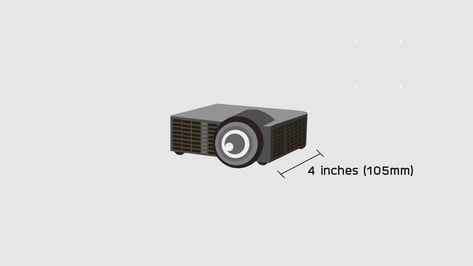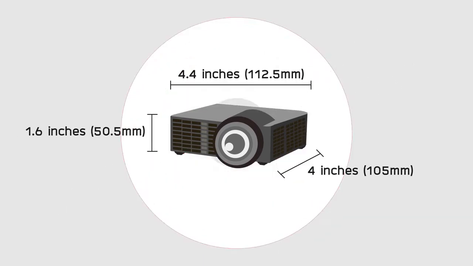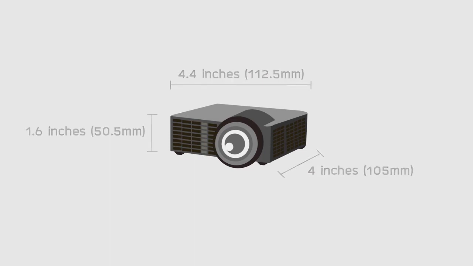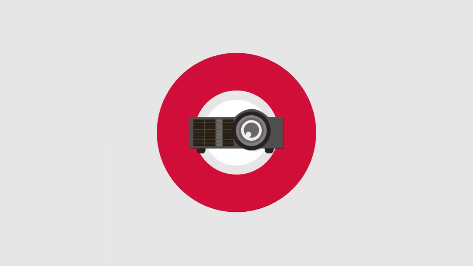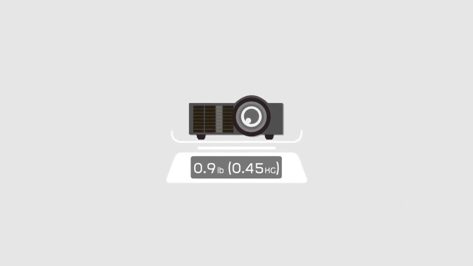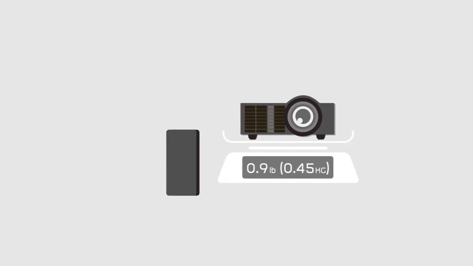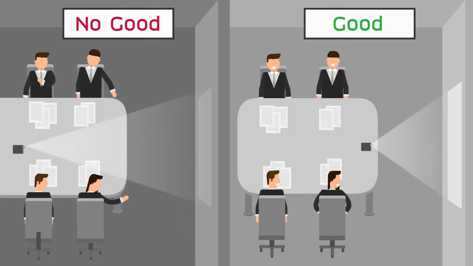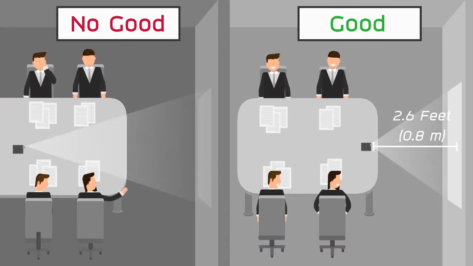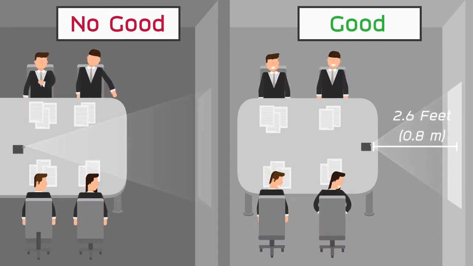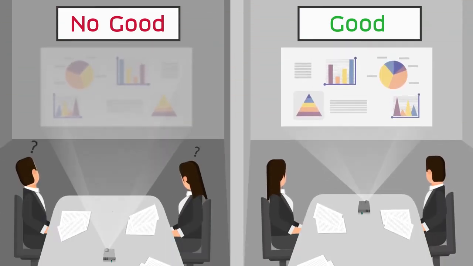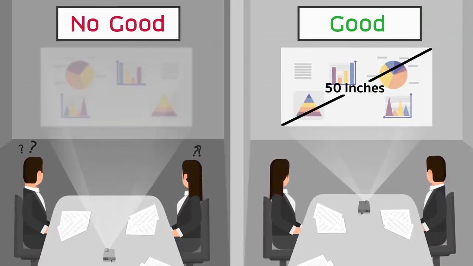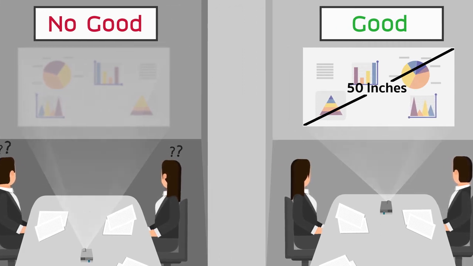Ricoh PJ-WXC1110 is an ultra-mobile projector designed for on-the-go impromptu presentations. With the PJ-WXC1110's small and lightweight design, only 0.9 pounds and 1.8 pounds with AC adapter. With a short throw distance of only 2.6 feet, a full-sized image can be displayed in a smaller meeting space, only 2.6 feet for a 50-inch display.